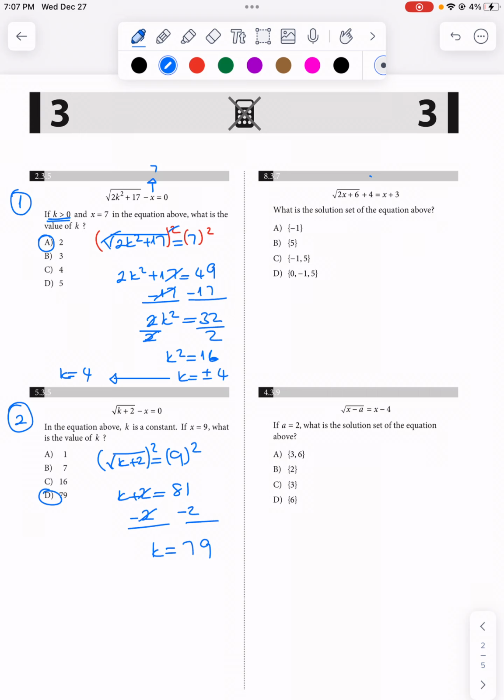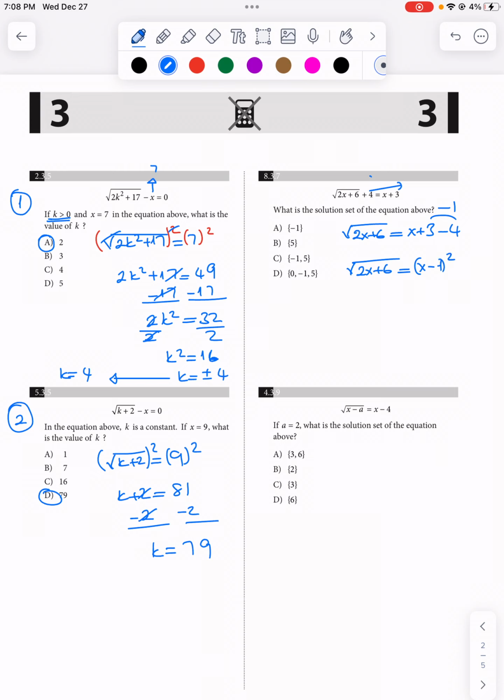We have square root of 2x plus 6 plus 4 is equal to x plus 3, and we need to find out the solution set of the equation. So first of all, guys, we just transfer the 4 to the other side. Okay, it'll be negative 4. So square root of 2x plus 6 is equal to x plus 3 minus 4. So 3 minus 4 is equal to negative 1. And then square root of 2x plus 6 is equal to x minus 1.